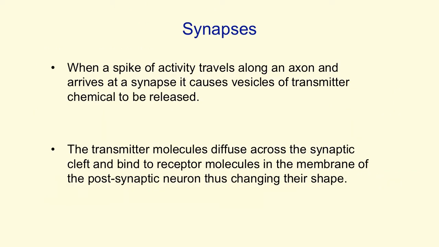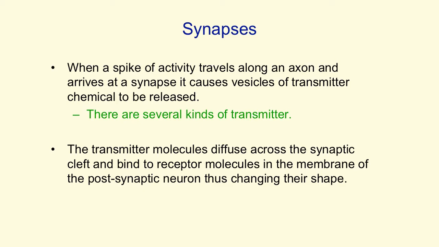Synapses themselves have interesting structure. They contain little vesicles of transmitter chemical, and when a spike arrives in the axon, it causes these vesicles to migrate to the surface and be released into the synaptic cleft. There's several different kinds of transmitter chemical. There's ones that implement positive weights and ones that implement negative weights.